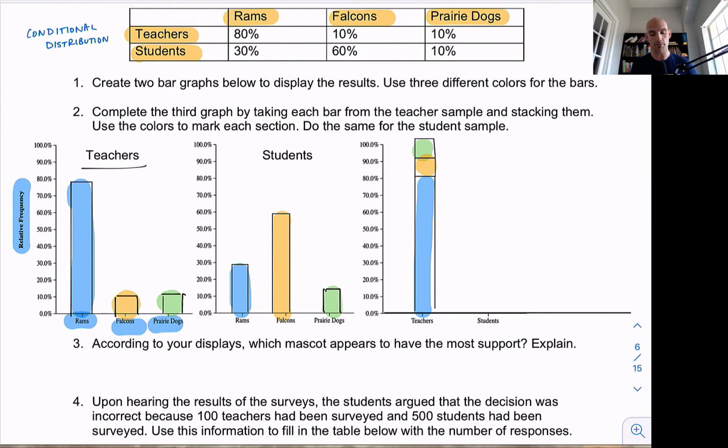In the same way, we're going to do that for the students. So the Rams goes up to 30%. And notice, the cool part about this is when we do this side-by-side comparison, it's going to show us representatively which population or which group answered what. Falcons was an additional 60, so that's going to go all the way up to 90.